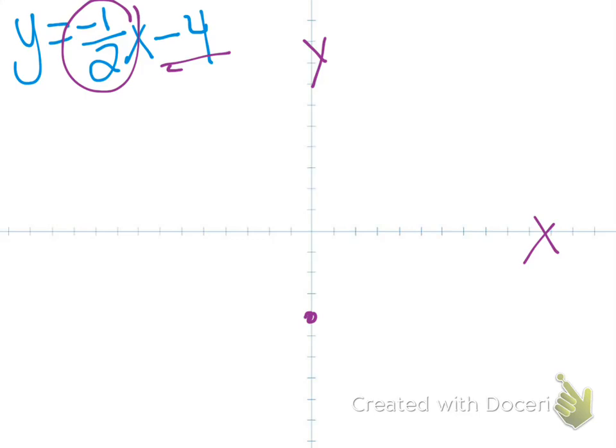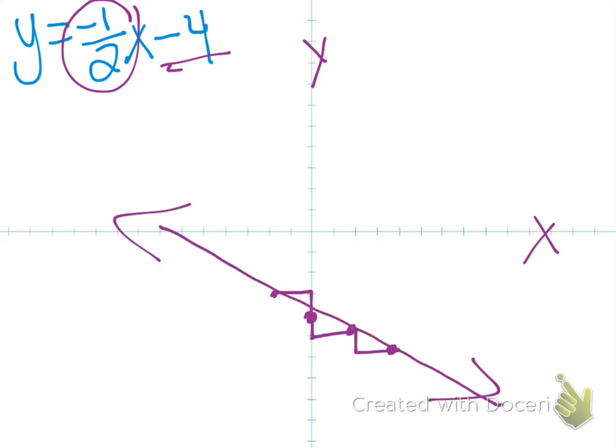So again, when it's a negative slope, go down instead of up, but always run to the right. And now you can keep going in that manner. Now you could go up and backwards also after that, and you can see that in the end, your line goes in a negative direction.